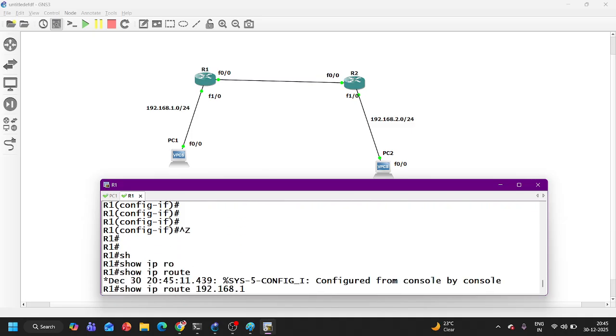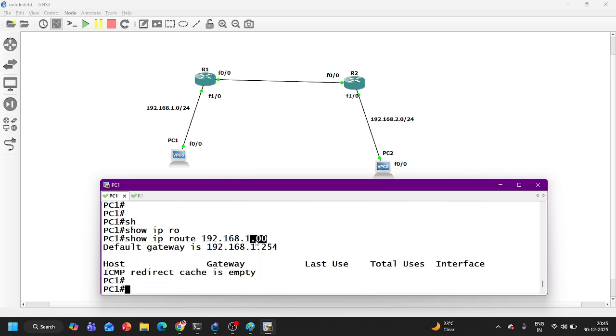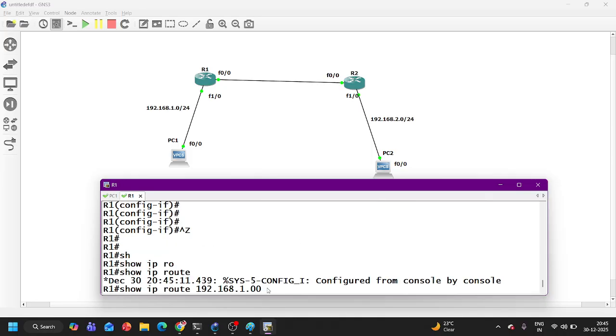Sir? Excuse me, sir. Go ahead. The address that you gave, it was not right. No, it was right. 0.0. Okay. Because you make 0.0. 0 is 0 only. Okay.